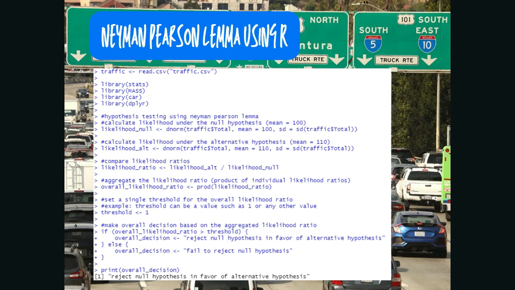In this case, the decision is based on the overall likelihood ratio, and we can see that it rejects the null hypothesis, indicating that the mean traffic flow likely exceeds 100 during peak hours. This result, I conclude, suggests that during peak hours the mean traffic flow likely exceeds the assumed threshold of 100, and this is crucial for planning crowd control measures and safety protocols during high traffic periods.